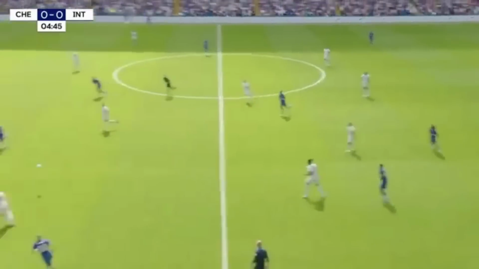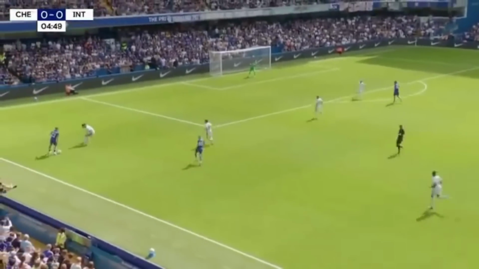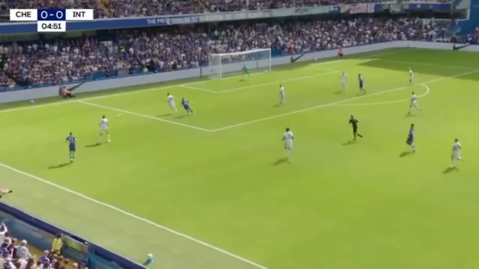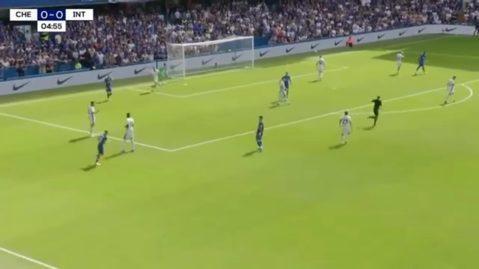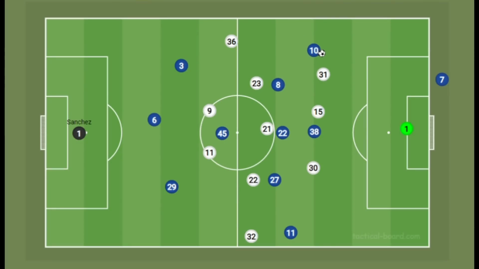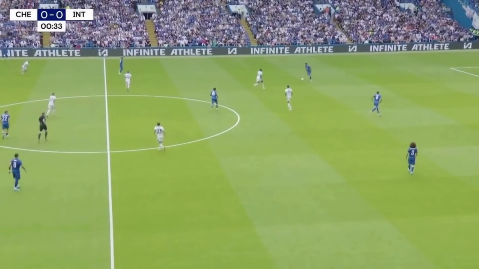In this case, you can see Cucurella has received the ball and is actually playing that ball for Mudryk, who's making that run in that channel area. And that is something that Chelsea looked to try and do in the first half, actually splitting Inter's back 3 and disorienting Inter's backline, but they did not manage to actually capitalize on their chances.